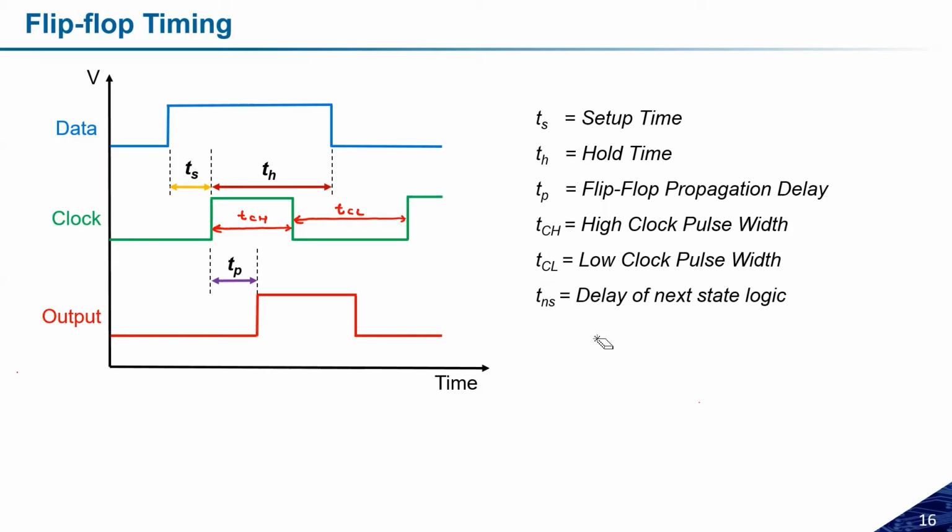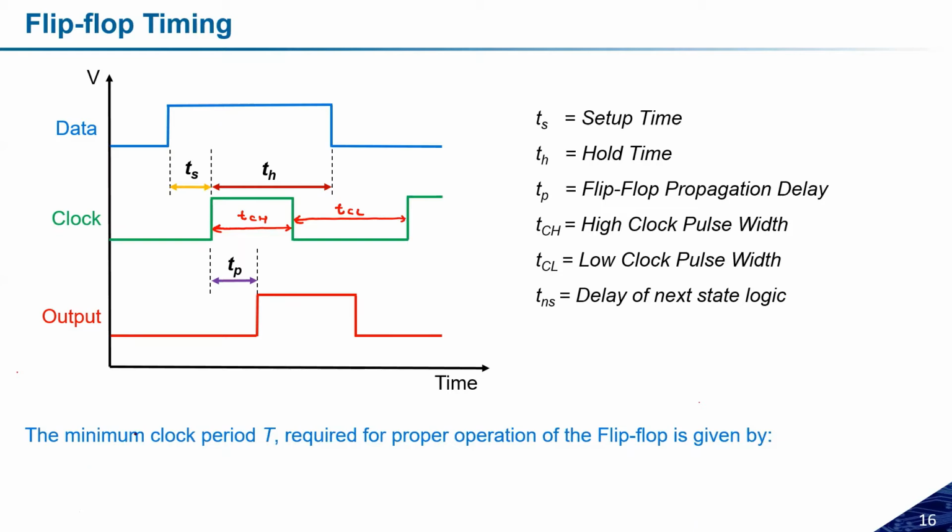Now if we try to calculate the minimum clock period, T, for the flip-flop, it is given by T must be greater than or equal to TS plus TP plus TNS. TS and TP are fine. TS is the setup time, how much it takes to set up, and TP is the propagation delay of the individual flip-flop element we are considering, and TNS is the delay of the next state logic.